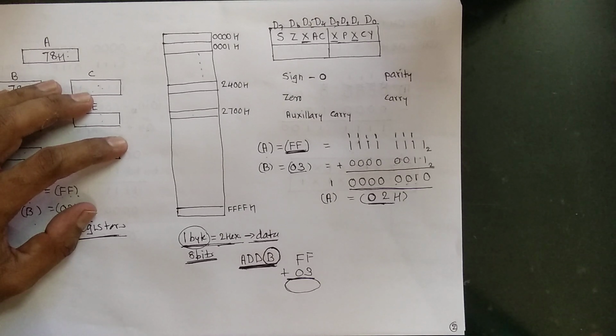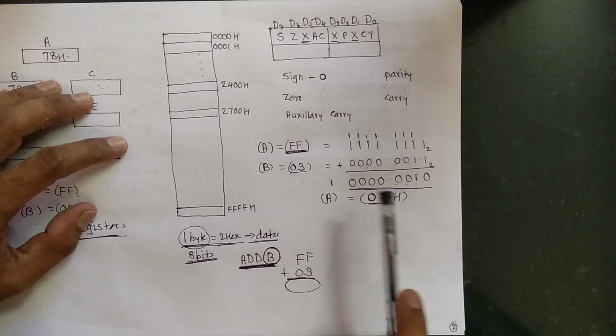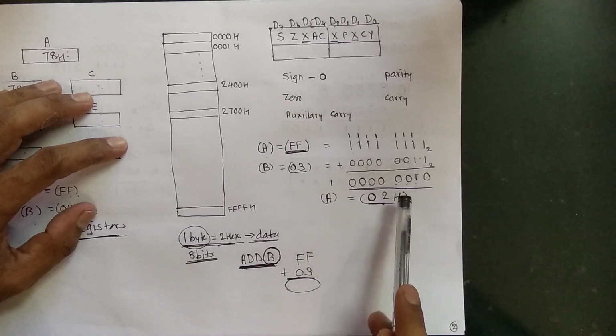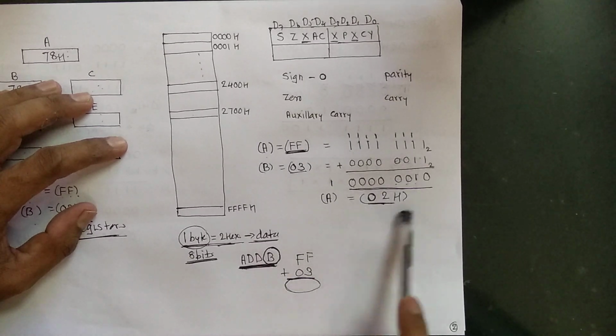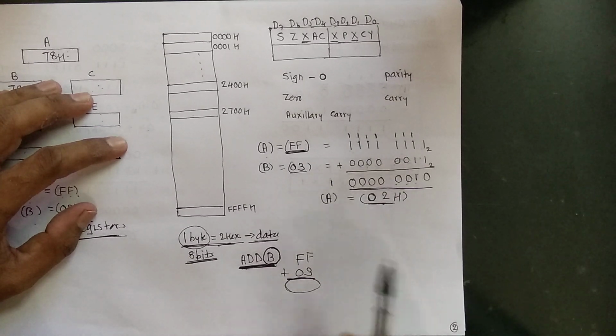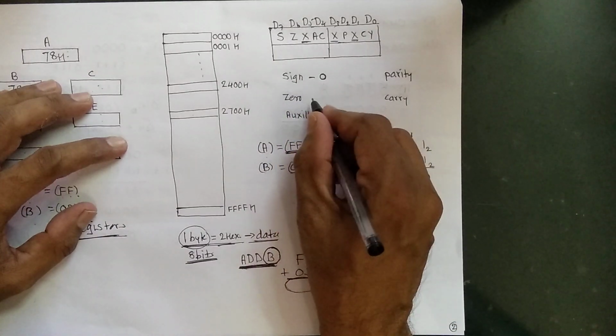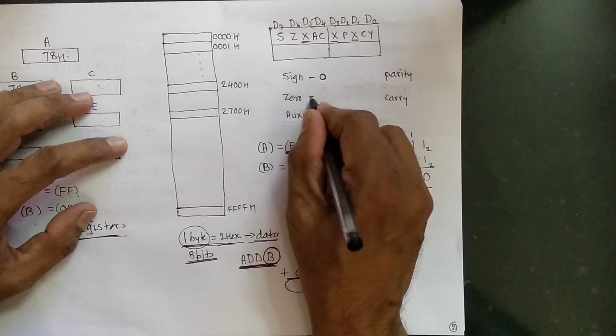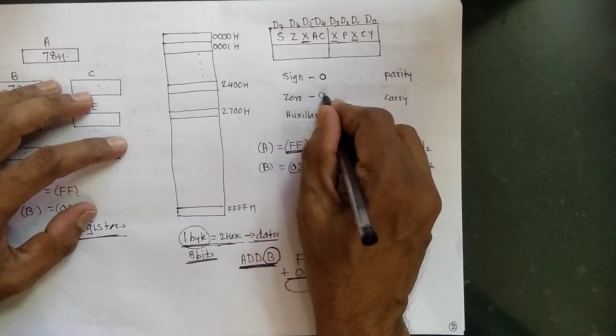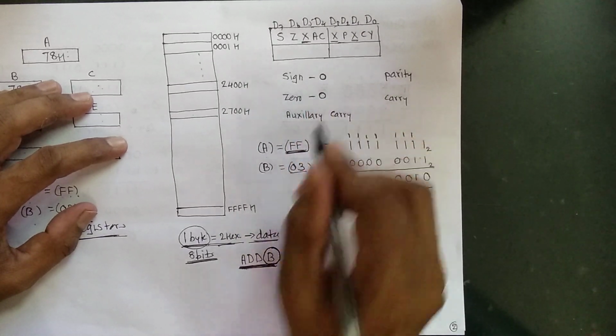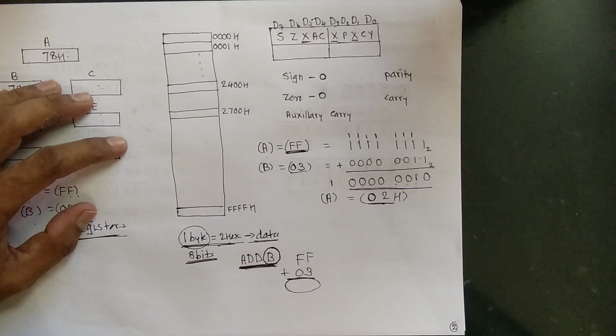Next, after execution of the instruction, if the contents of the accumulator become 0, then the zero flag is set, otherwise reset. Here the answer is not 0, therefore the zero flag is reset. Reset means 0 and set means 1.